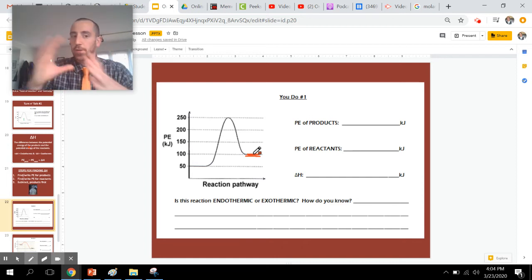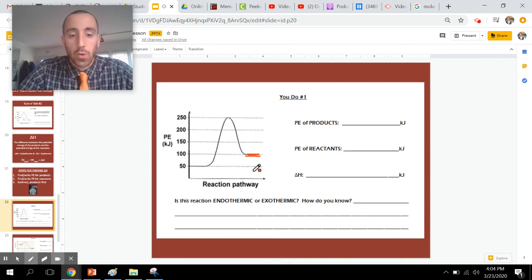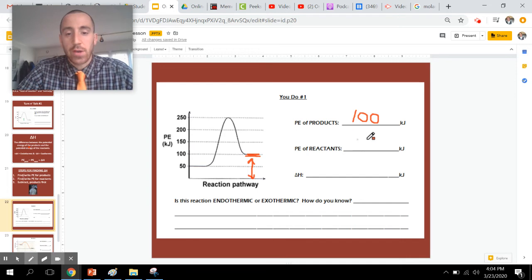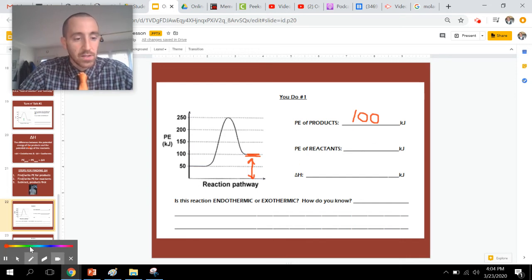Okay, and think about all the different little things you need to know to make this work. You need to know potential energy goes from here to here. This is my potential energy arrow. Right? You need to know that this is my product side. So I know that the potential energy of the products is 100. I also know the potential energy of my reactants is going to be, we'll do it in green, right here. So this is my potential energy of the reactants arrow. That goes here. And that's only 50 kilojoules.